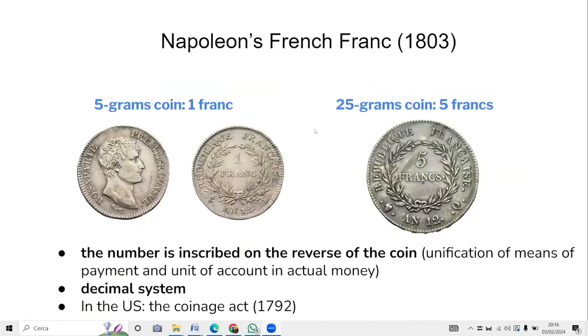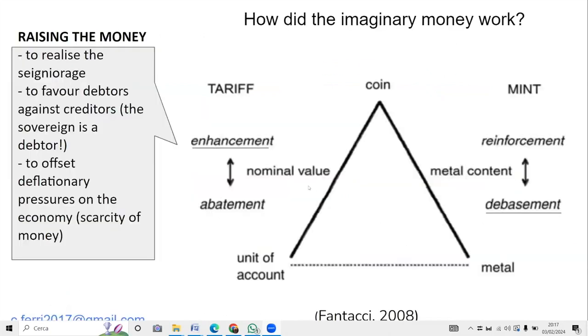This is an example from Napoleon's French franc in 1803, when the number is inscribed for the first time on the reverse of the coin, meaning the unification of means of payment and unit of account. But this happened before, actually, in the United States with the Coinage Act in 1792. But let's see what is the importance of imaginary money, because this is from Luca Fantacci, this chart.